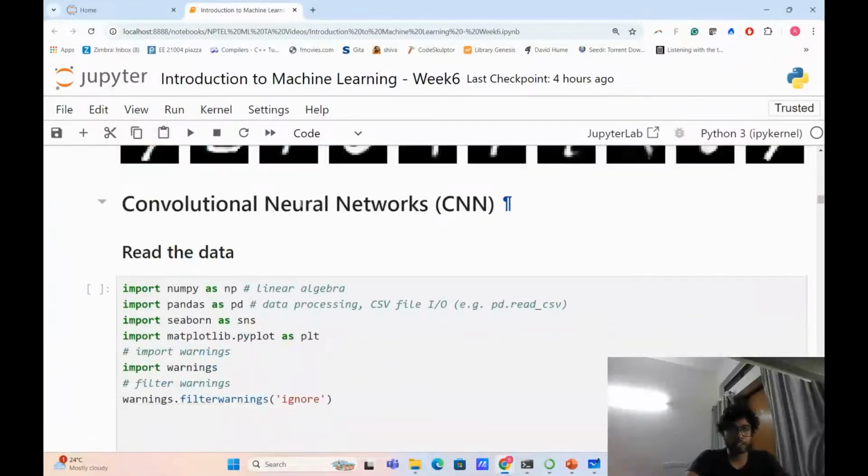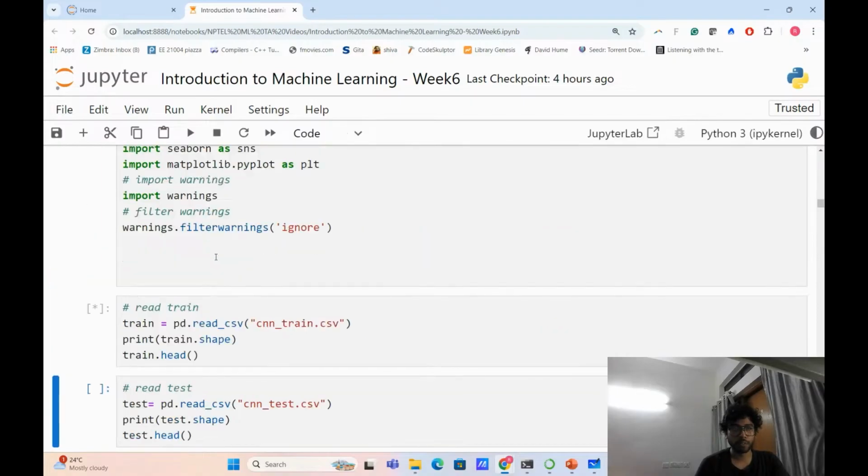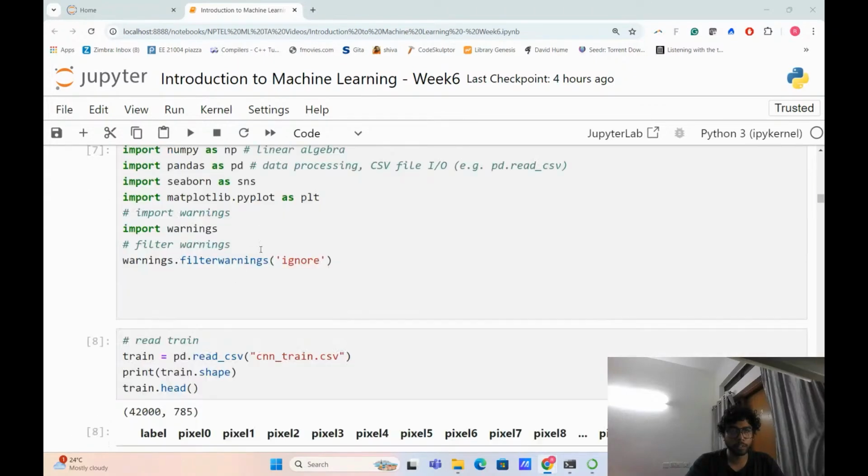Okay. So we saw autoencoders. Again, you have to experiment with this data set. Otherwise, you won't be able to grasp all the concepts, right? So now we would see, we're doing convolutional neural networks.